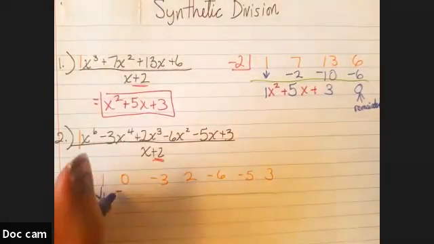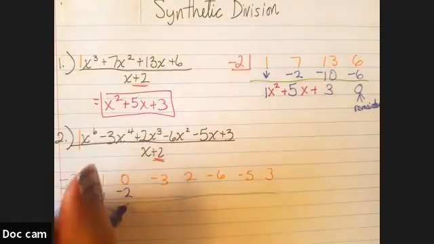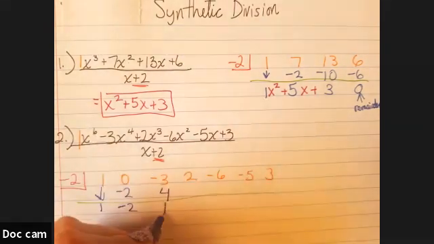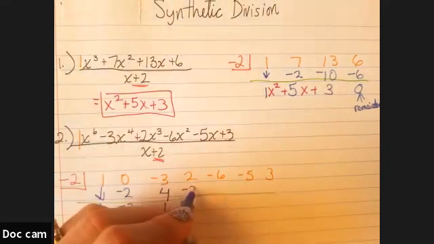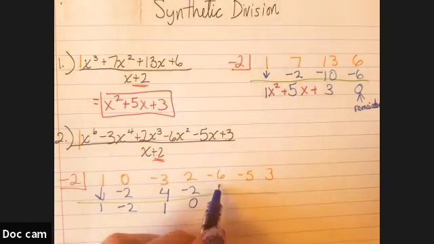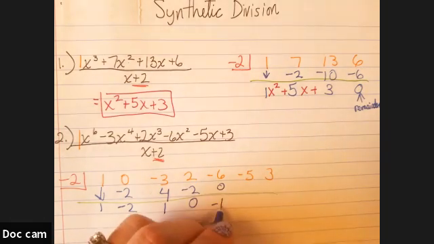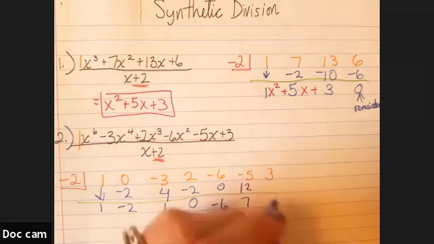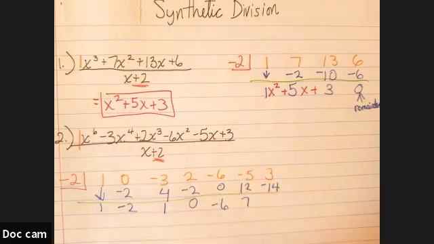So 1 times -2 is -2, 0 minus 2 is -2. -2 times -2 is +4. -3 plus 4 is 1. 1 times -2 is -2. 2 minus 2 is 0. 0 times -2 is 0. -6 plus 0 is -6. -6 times -2 is +12. -5 plus 12 is 7. 7 times -2 is -14. And 3 minus 14 is negative 11.